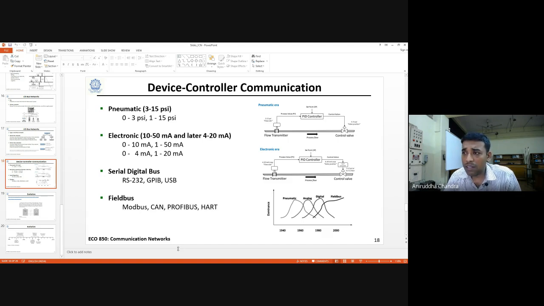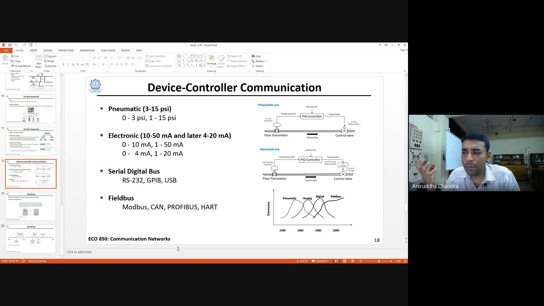Then it was like an electronic era, and we had an analog era, and we had the digital era in the 70s and 80s, where these pneumatic pressures were replaced with electrical signals. And in electrical signals, we transmit current. What we had was something called 10 to 50 milliampere, and later, which is much more popular, 4 to 20 milliampere.